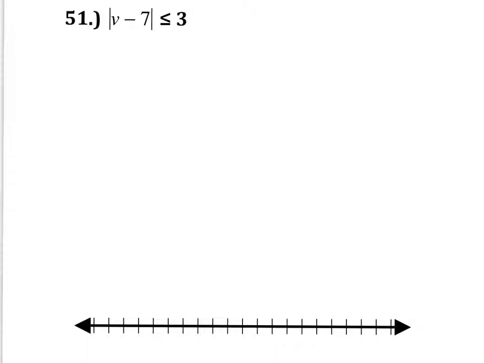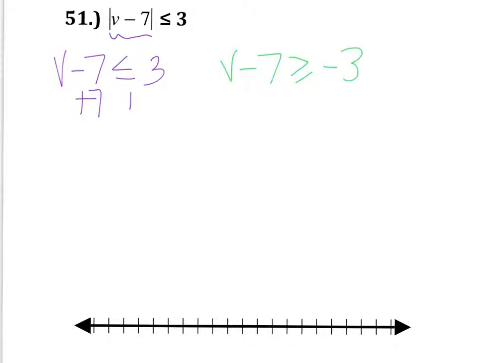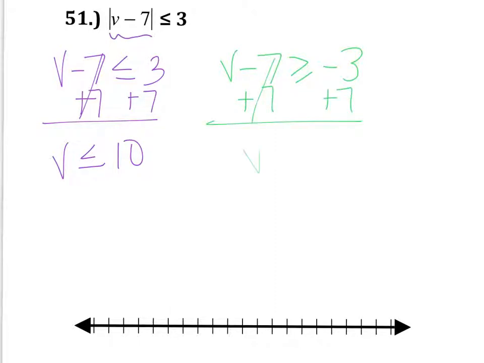In example 51, the absolute value is already isolated, so we are going to just automatically set up our 2 inequalities. So v minus 7 is less than or equal to 3, and v minus 7 is greater than or equal to, because you're going to change that inequality, negative 3. So we are going to solve for v for both. So v is less than or equal to 10. Add 7 on both sides here. V is greater than or equal to 4.